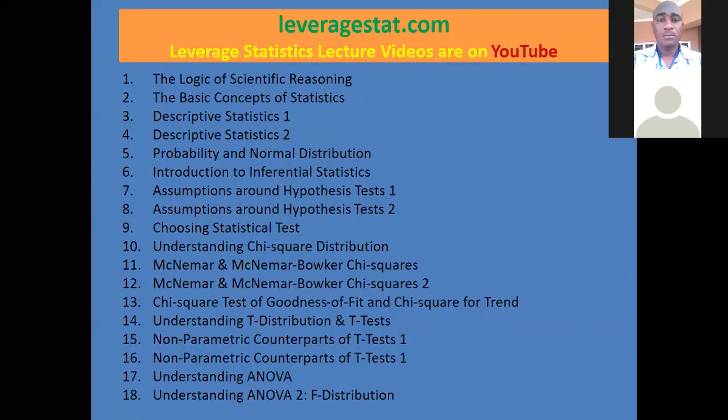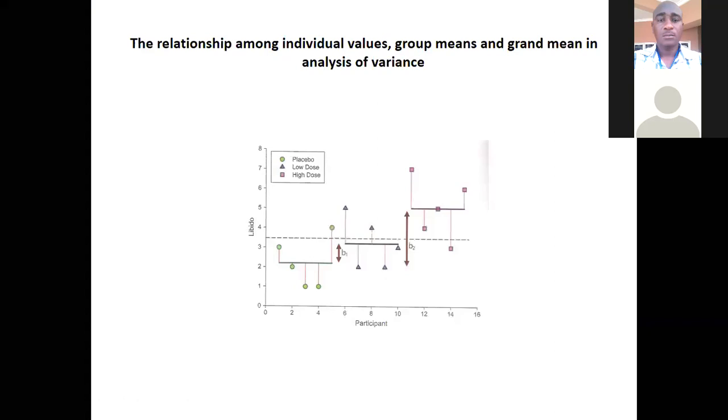Can you see the graph I'm showing? So this is something that is explaining. The green circle is the placebo, the triangle is the low dose, the square is the high dose. If you plot it, the mean for the placebo is 2.2. This line is the mean, and these are the 5 values. 3 were below the mean, 2 above.